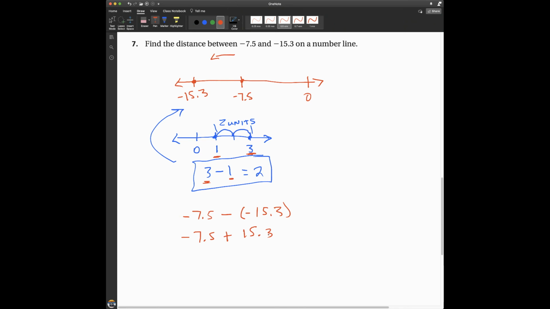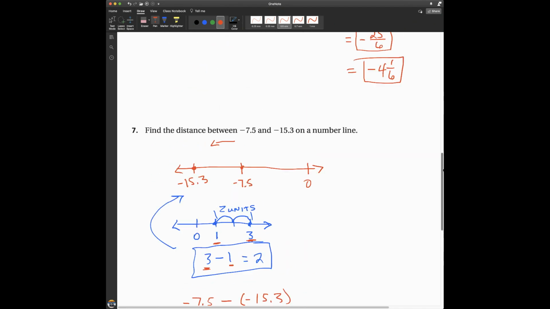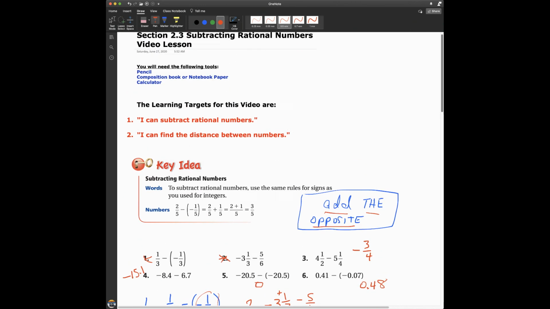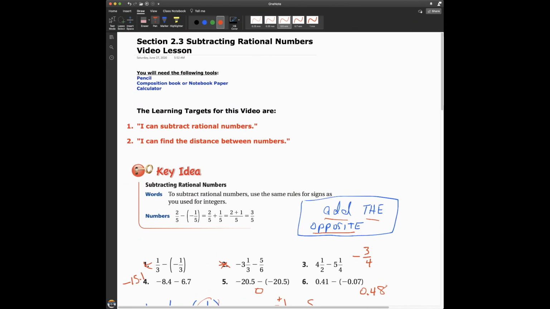What do I get? I get a positive answer, because remember, distance is positive, 7.8. That's how you solve distance problems. Just take the larger number on the number line, subtract the smaller one, and that will give you the distance. That's all I have today. Hopefully this was helpful and a good reminder for you on how to subtract rational numbers.